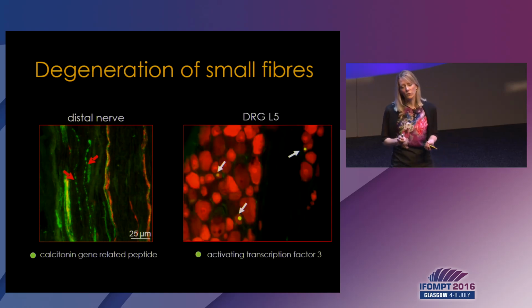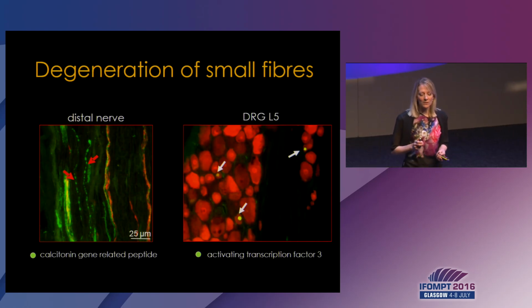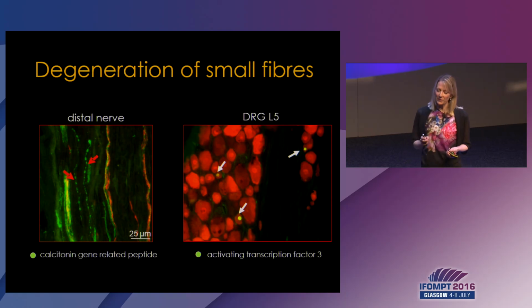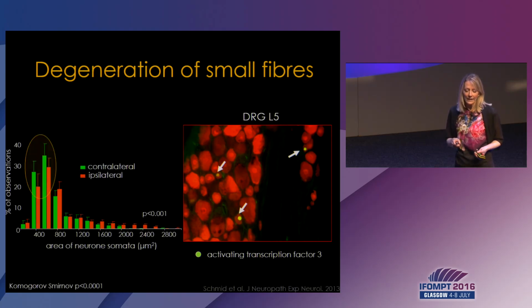So we looked at the level of the dorsal root ganglia to see whether we made a mistake. And when we looked there, we stained with activating transcription factor 3, which is upregulated if an axon is damaged. And you can see that the upregulation of this factor was predominantly in the small fiber population, further supporting that there's indeed something happening to these small fibers in an entrapment neuropathy. Now, when we quantified that, we also confirmed that it was this small fiber population that was lost at the level of the dorsal root ganglion.